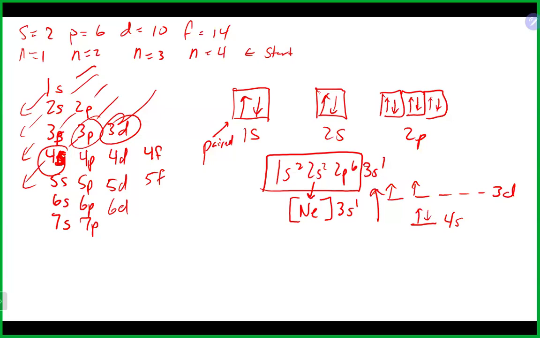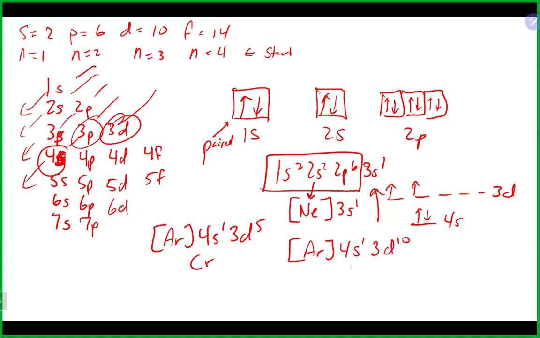There are a couple of exceptions that you're responsible for, which are chromium and copper within the transition metal region. The exception is that they have one less electron in the s orbital and one more electron in the d. That's the case for chromium. Same deal for copper: it has the identical situation, one less in the s and one more up in the d.